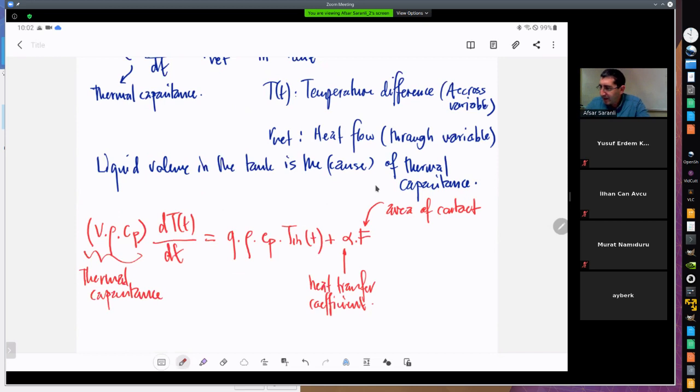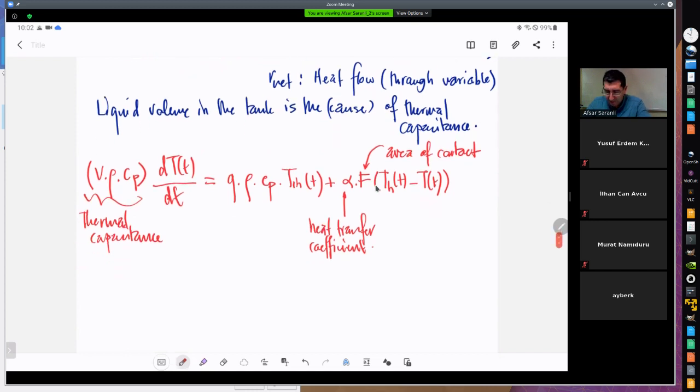Also this transfer is related with the temperature difference. So this is going to be related with the heater's temperature, Th of t, minus the liquid's temperature. The higher the difference in temperature, the more heat will be transferred in between. It's like the current again. As the current is linearly proportional with the difference in the voltage, same goes here as well. So these are the two sources of the incoming heat energy.